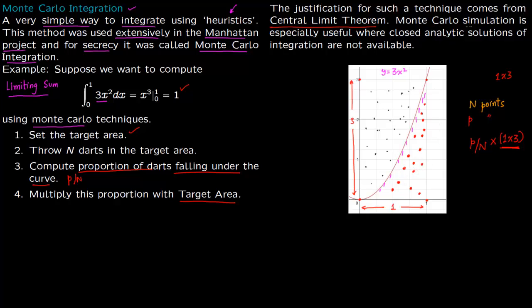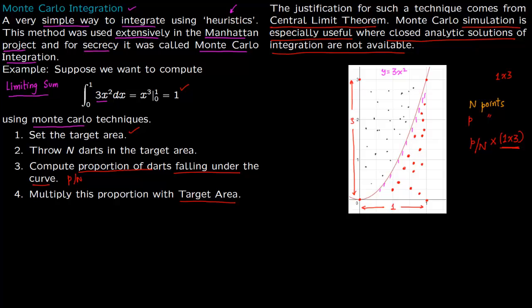This Monte Carlo simulation is very useful where closed analytic solutions of integration are not available. It is not possible to integrate every function and get a function form like this. It might not be possible to get an antiderivative. Therefore you have to do numerical integration, and this is much simpler than numerical integration.